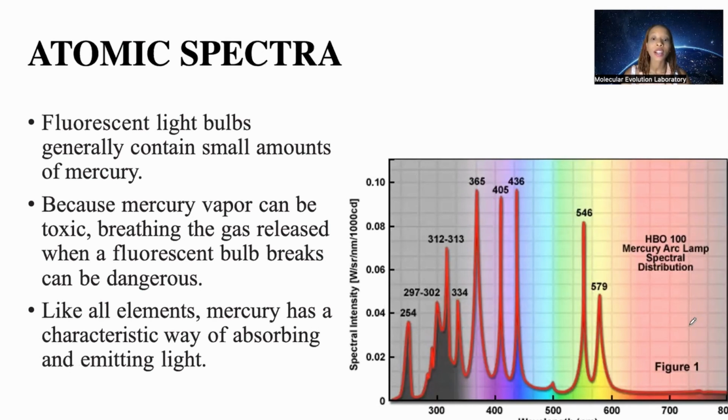Fluorescent light bulbs generally contain a small amount of mercury because mercury vapor can be toxic.